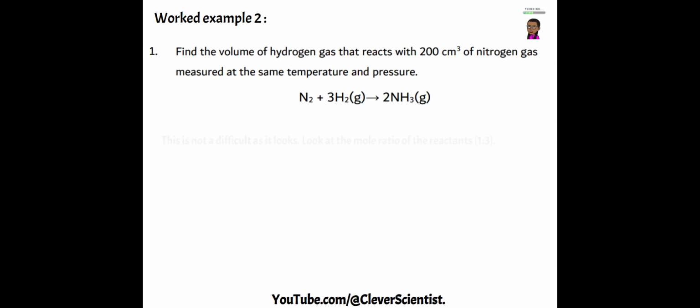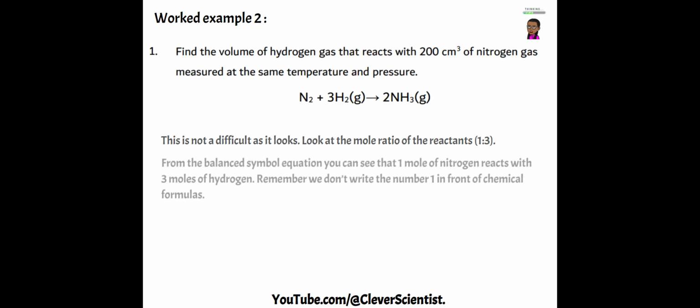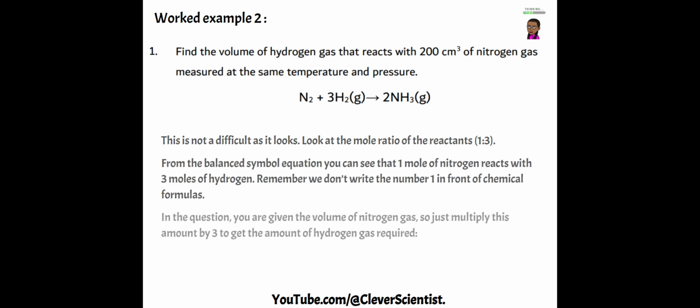Let's have a look at another worked example. We've got to find the volume of hydrogen gas that reacts with 200 centimetres cubed of nitrogen gas measured at the same temperature and pressure. And we are given the balanced symbol equation. Now, solving this question is not as difficult as it looks.